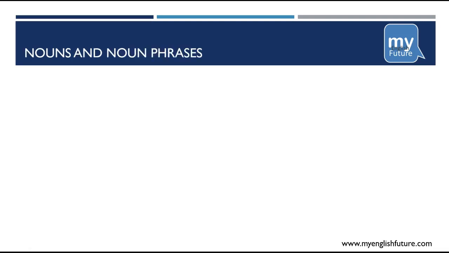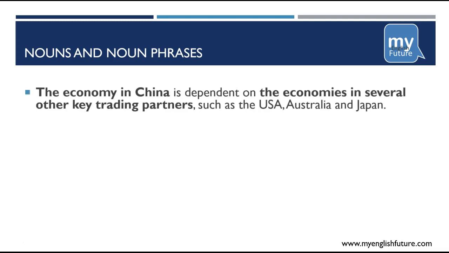What about other nouns and noun phrases? Read this one. The economy in China is dependent on the economies in several other key trading partners, such as, and then there are three examples. We have the economy in a country, and then the economies in several countries. They match, so that's perfect.